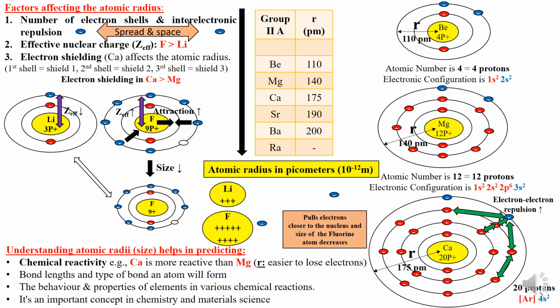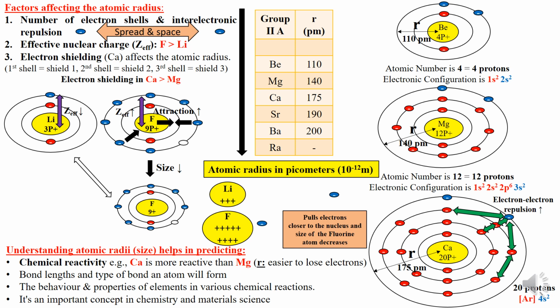And because of the high shielding in calcium, the outermost valence electrons are loosely held, because they experience a weak attractive force towards the positively charged protons. Well, in case of magnesium, the outermost valence electrons are very close to the nucleus. They experience a very strong attractive force, and it's very difficult to remove the valence electrons.